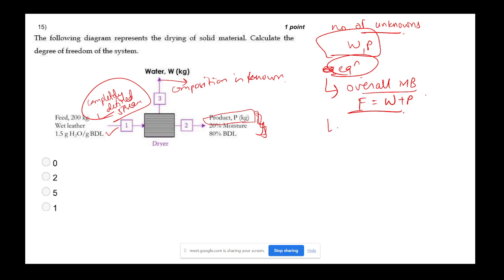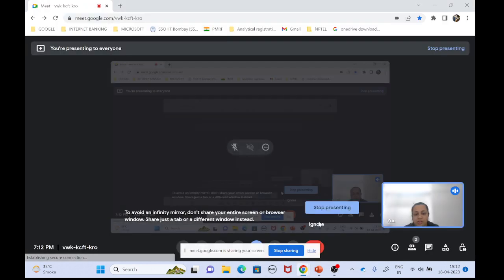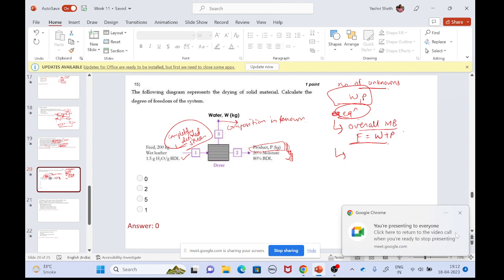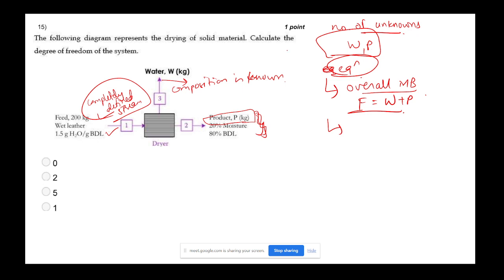Then, since it is a binary system, what does binary system mean? A binary system is nothing but you have two components. One is moisture and the other is leather. So for a binary system, you will be able to write one independent component balance. Okay, so based on that, you have two equations and you have two unknowns.